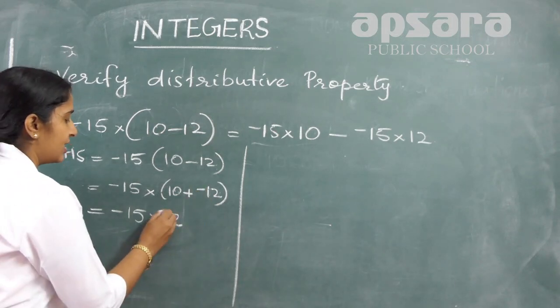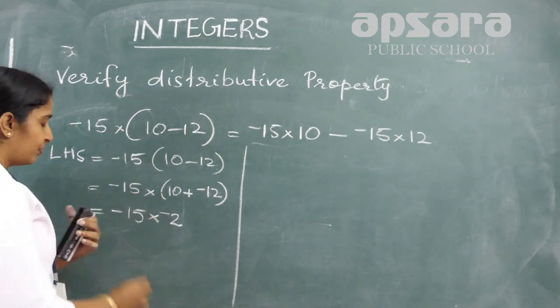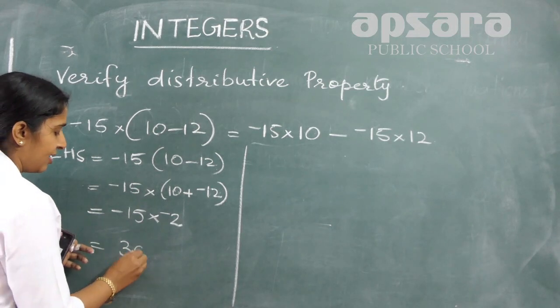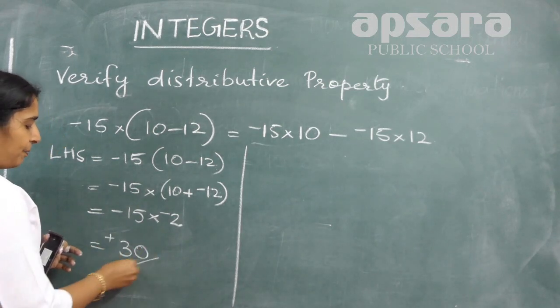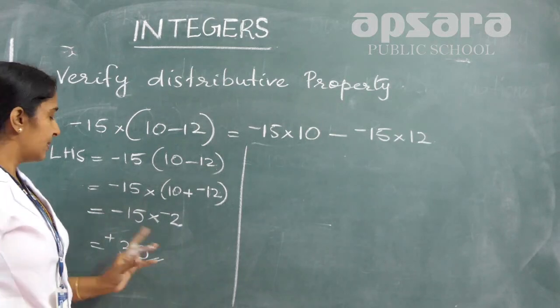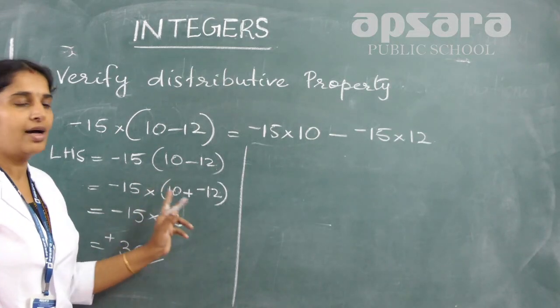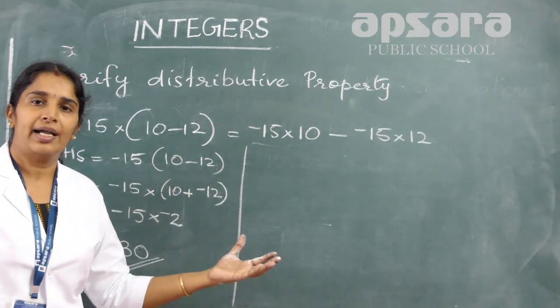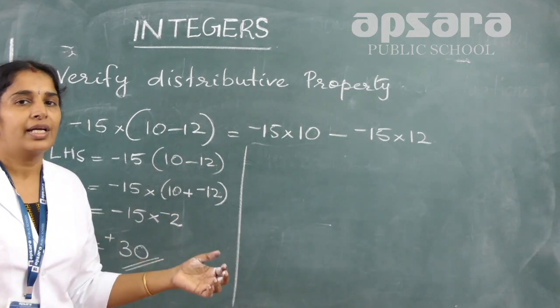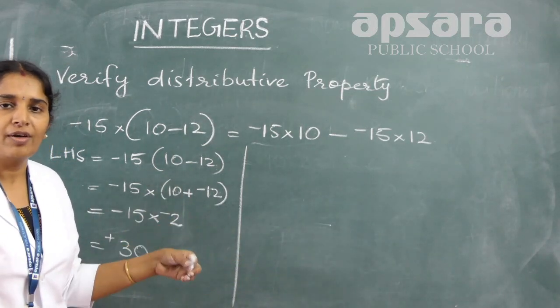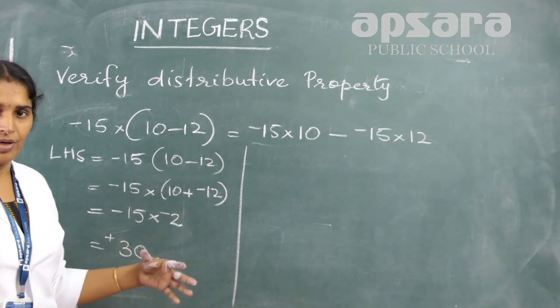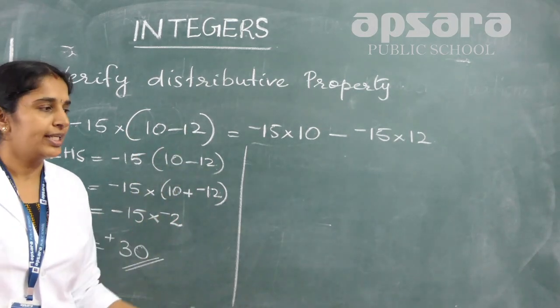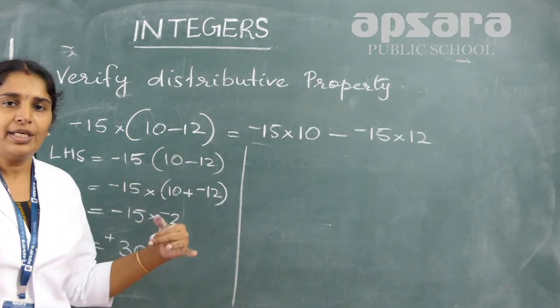Negative. So minus 15 into minus 2. You are getting the answer as 30, and it is a positive number because both the integers are negative. When you are multiplying an even number of negative integers, the product will always be a positive number. When you are multiplying two negative integers, the product will be positive.